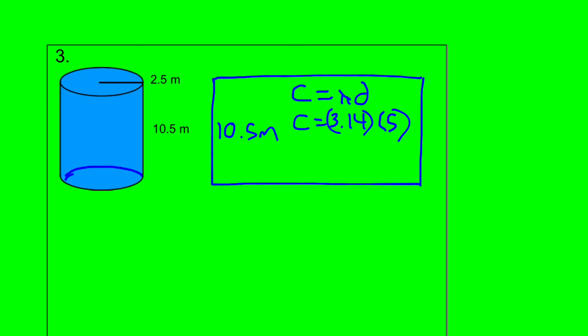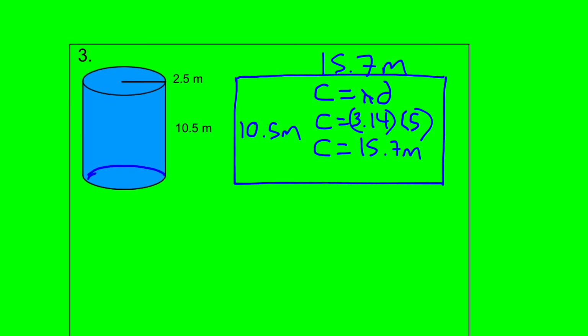We'll do that calculation, 3.14 times 5, and you get that the circumference of the circle on this cylinder is 15.7 meters. That's the long side of the rectangle. Remember, when we roll out the cylinder, that part that we unrolled is the same as the long side of the rectangle. And now we have a length and a width that will allow us to calculate the area of the rectangle. Let's do that, shall we?